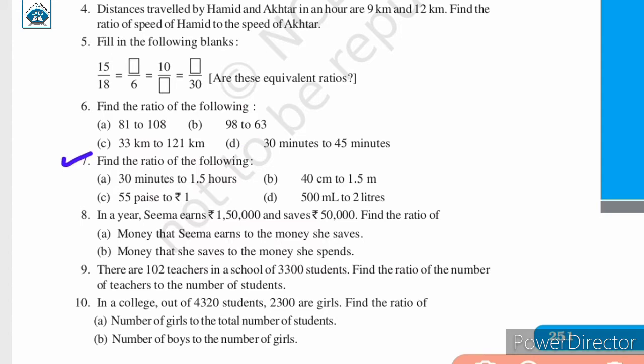Question number 7. Find the ratio of the following: A. 30 minutes to 1.5 hours, that is 1.5 hours. Here also it is similar to question number 6. You just simply need to find the ratio. But a small change in this question is that there are different units given to us.